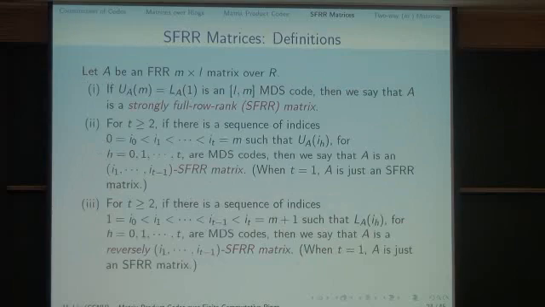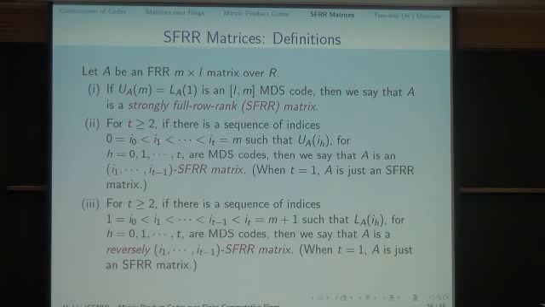So this is for the strongly full rank matrices. This is the definition. First, A should be full rank. And if this code, we know that it is from the first row to the M, that is, all the rows of A generate a linear code. We denote it by U_A^M. And if this code is an MDS code, that is, the length is R and this is the rank, then we say A is a strongly full rank matrix.